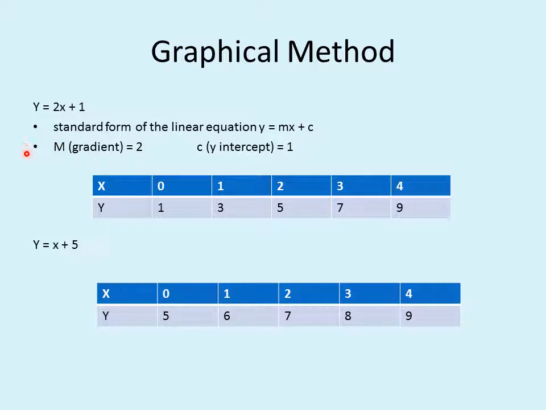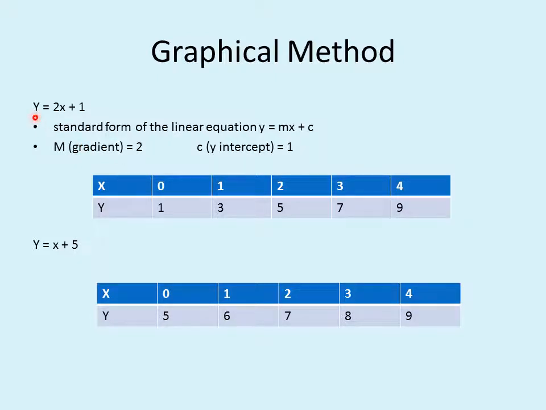Now, we've already talked about this revision. We've said that when you've got the standard form of a linear, which means a straight line equation, y equals mx plus c, the gradient m is 2, and the y-intercept c is 1. We could use that to draw our lines, but let's do a table and say, okay, let's make x equal to 0, 1, 2, 3, and 4 and work out what y is.